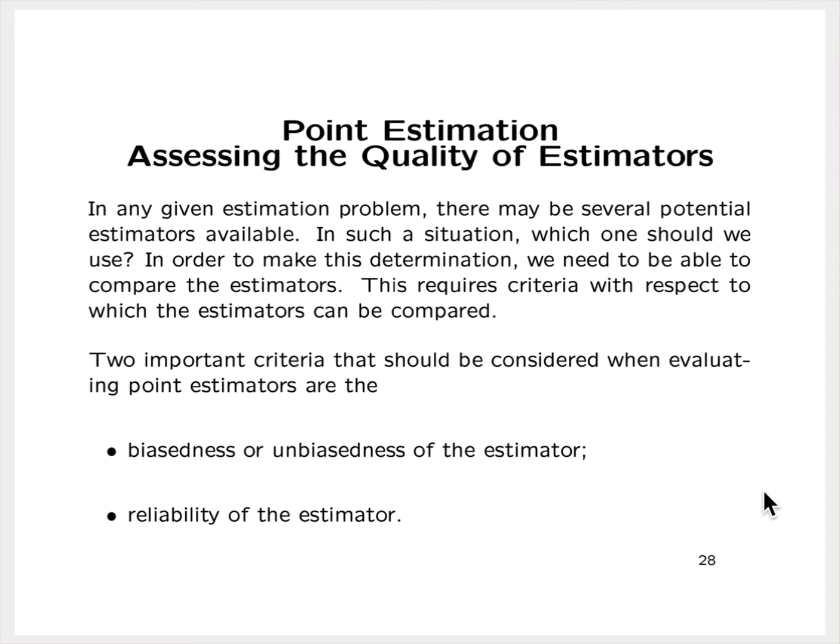Now, two important criteria that should be considered when evaluating point estimators are the biasness or unbiasedness of the estimator and the reliability of the estimator. Now, biasness or unbiasedness gets to the accuracy of the estimator, and reliability goes to how close we can expect the estimator to be to the true value, and it also speaks about its repeatability.